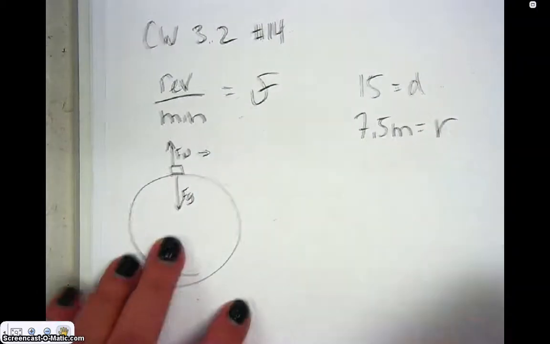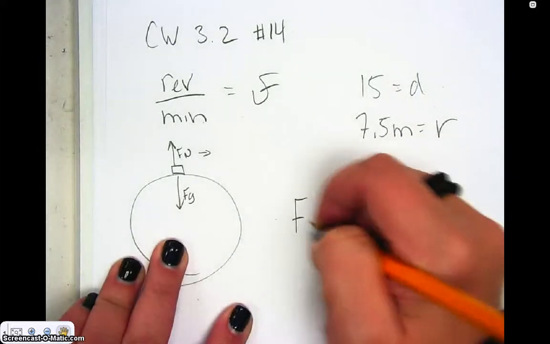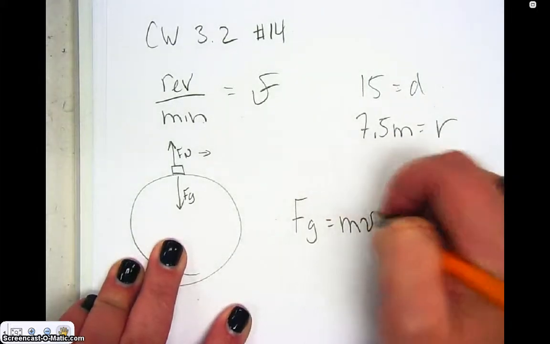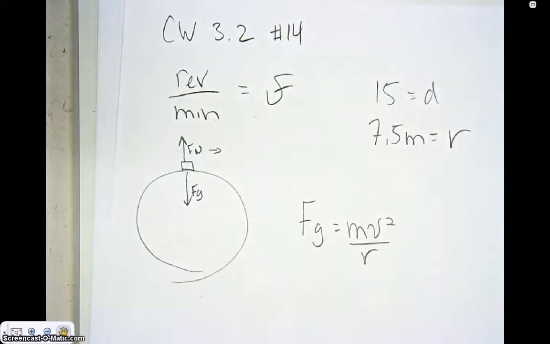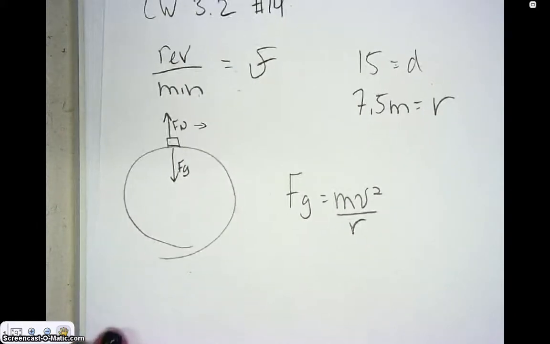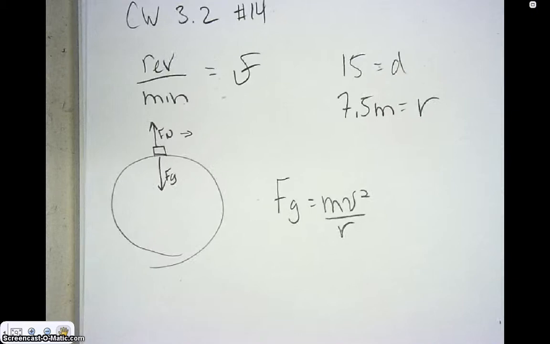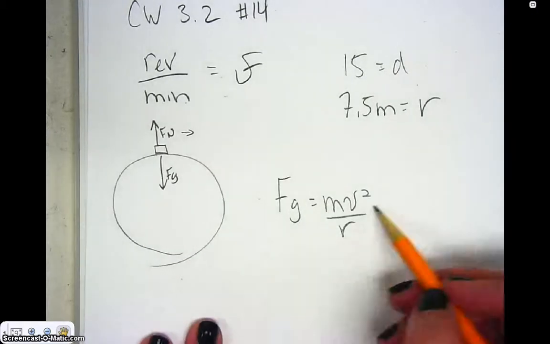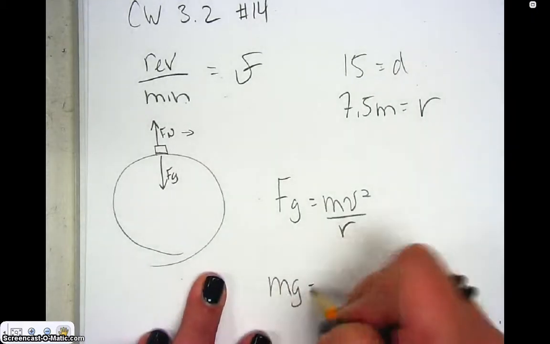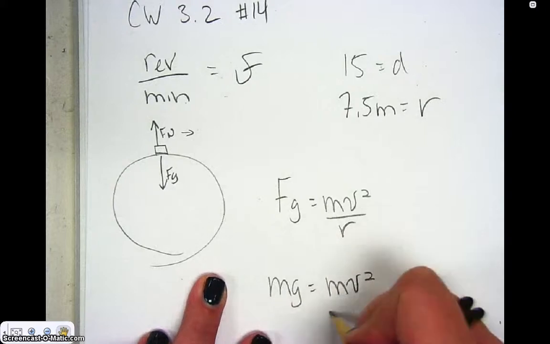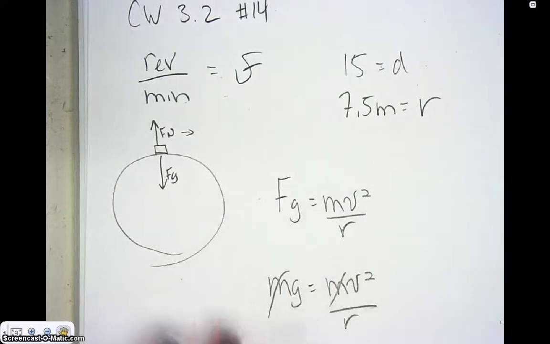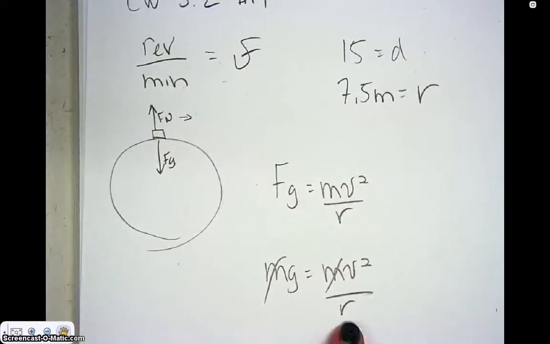Now, when you feel weightless, remember that normal force is your perception of your own weight. So in this case, it would be just when Fg is equal to mv squared over r. You'd have zero normal force, so you'd have zero sense of your own weight. So we have Fg equals mg, so mg equals mv squared over r, so our m's cancel.